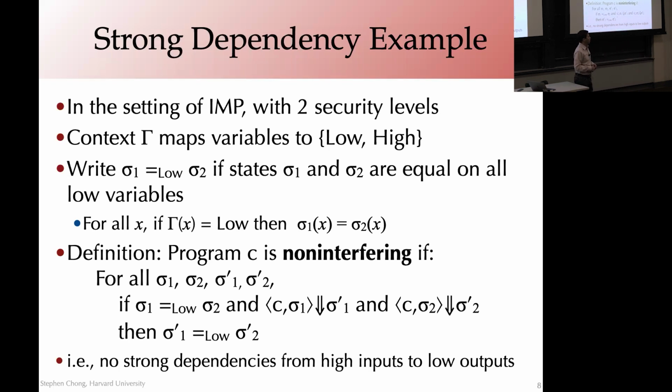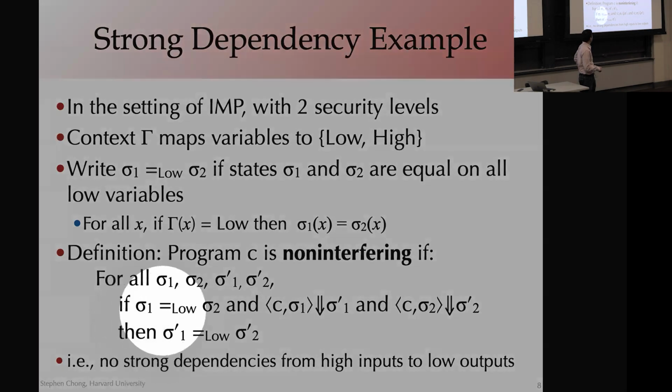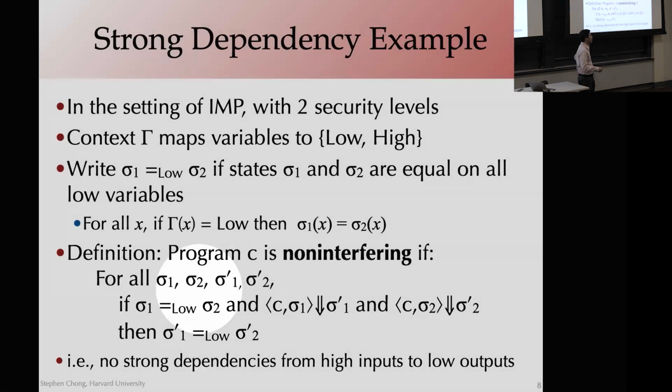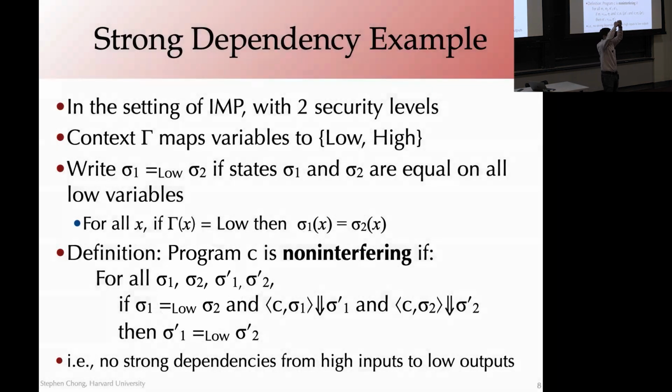You're asking if the definition is vacuous. No, it isn't, because sigma 1 and sigma 2 are equivalent on low inputs, but might differ on high inputs. And this is a universal quantification for all sigma 1 and sigma 2. So what we're actually looking at here is for all possible pairs that are equal on low inputs, but differ arbitrarily on the high inputs.